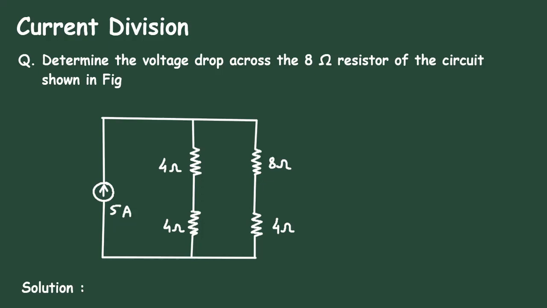Now we can easily find the value of total current I. So I is equal to, if we take this on this side, 3 multiplied by 24 divided by 16. Therefore I is equal to 3 multiplied by 24 divided by 16. So it is 4.5 ampere. So 4.5 ampere is the value of the total current I.